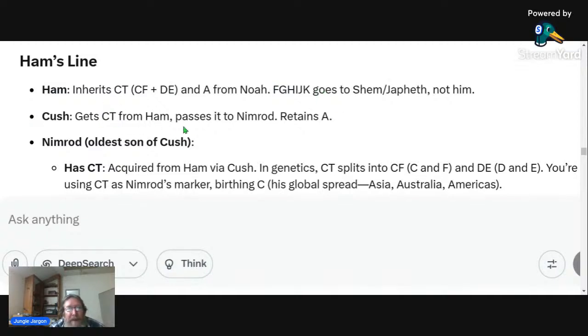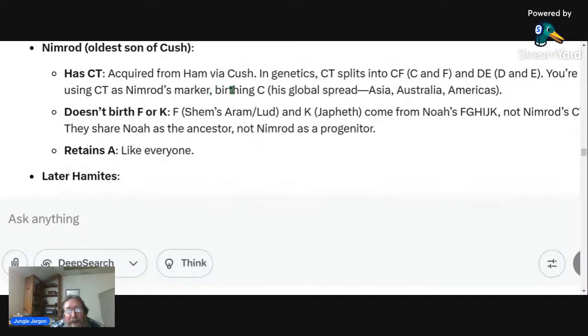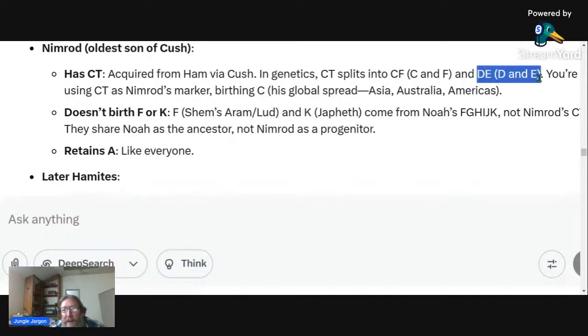Cush gets CT from Ham, passes it to Nimrod, retains A. Nimrod's oldest son, Cush, has CT acquired from Ham via Cush. In genetics, CT splits into F, CF, and DE. No, not DE, it's XDE.